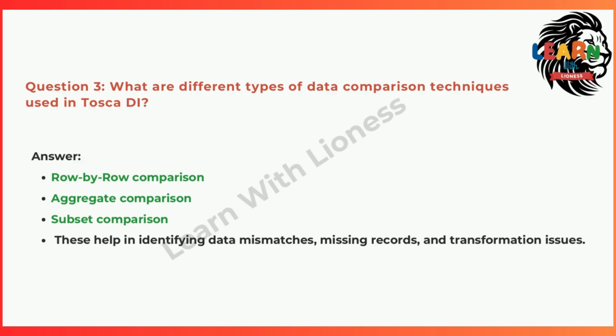Question 3. What are the different types of data comparison techniques used in Tosca DI? Answer. A. Row-by-row comparison. B. Aggregate comparison. C. Subset comparison. D. These help in identifying data mismatches, missing records, and transformation issues.